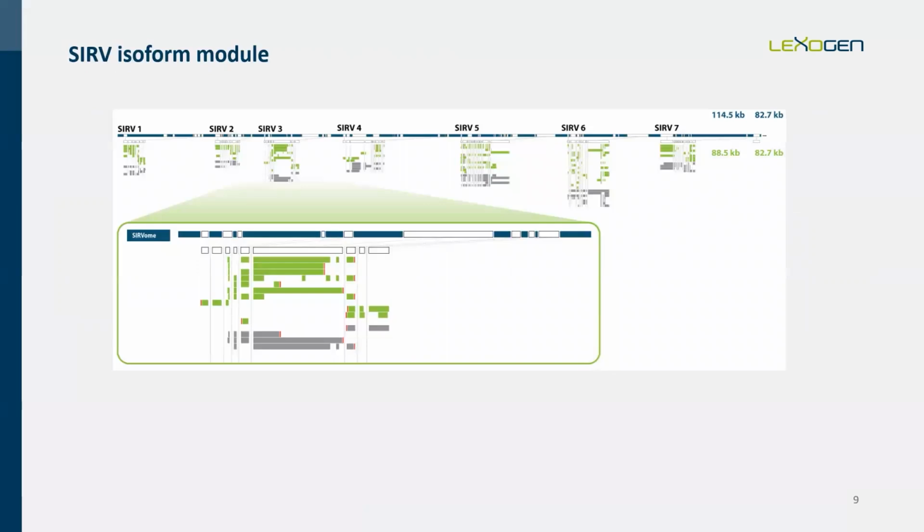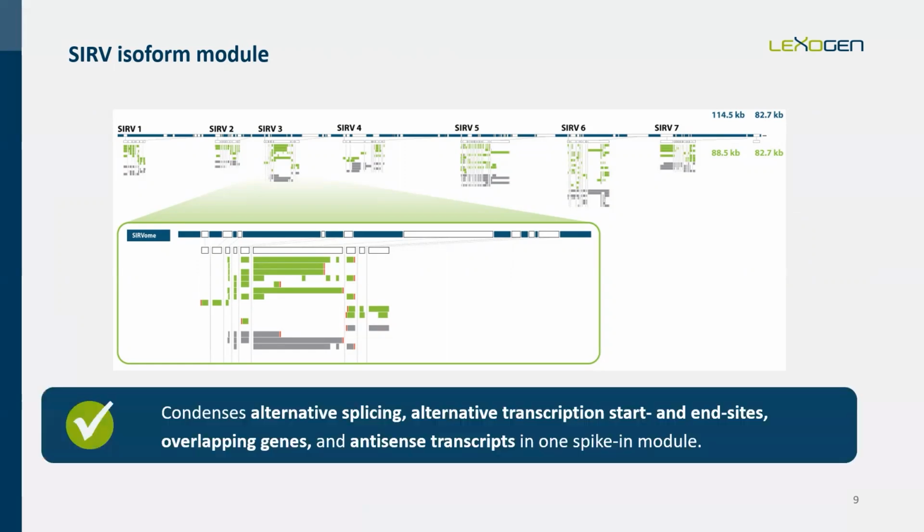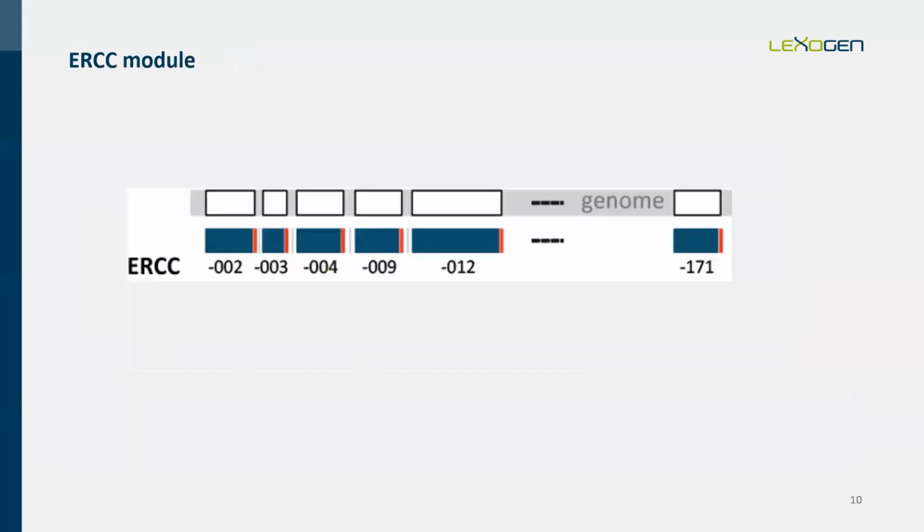SERV isoform module mimics isoform complexity by 69 isoforms that map to 7 different loci, including antisense transcripts. They are derived from human model genes, but they have unique sequences with no significant similarity to any known sequences. This module probes alternative splicing, alternative transcription start and end sites, overlapping genes, and antisense transcripts. This allows you to test detection and quantification of isoforms in your RNA-Seq workflow.